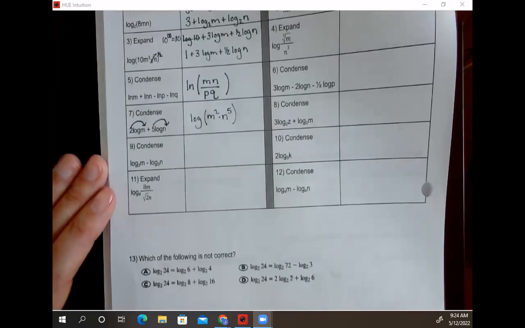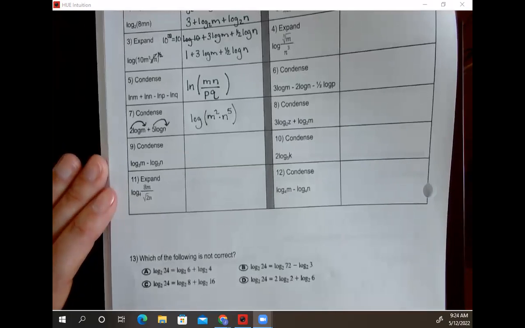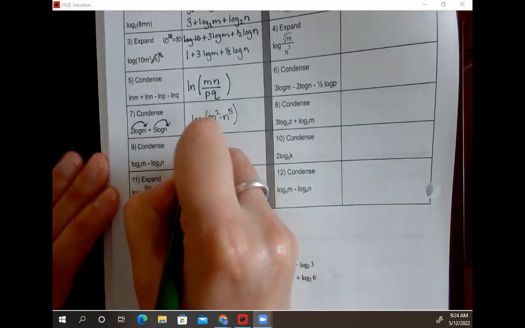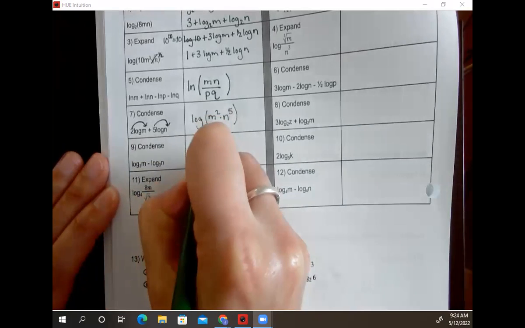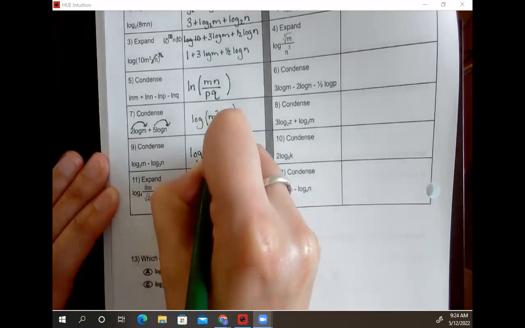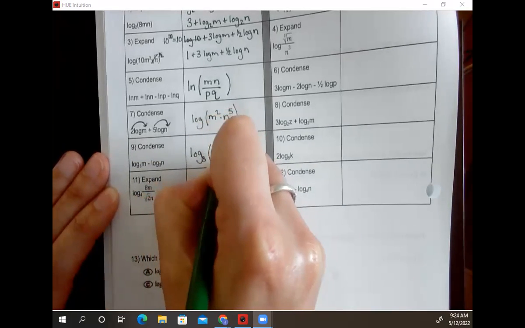Nine, we're condensing again. So I'm going to write this as a single log. We've just got subtraction here, so I'm dividing the arguments. Log base 3 of m divided by n.